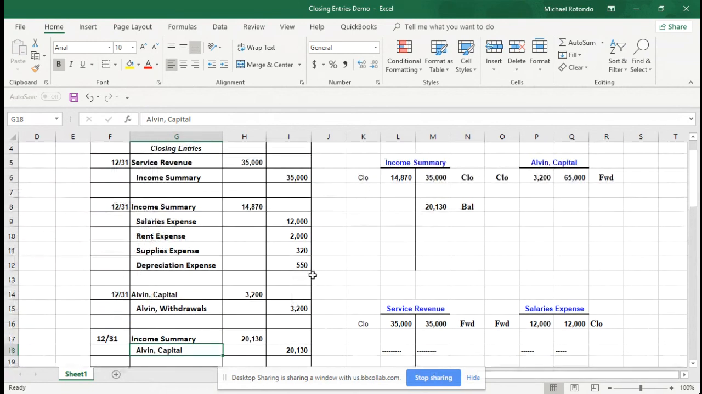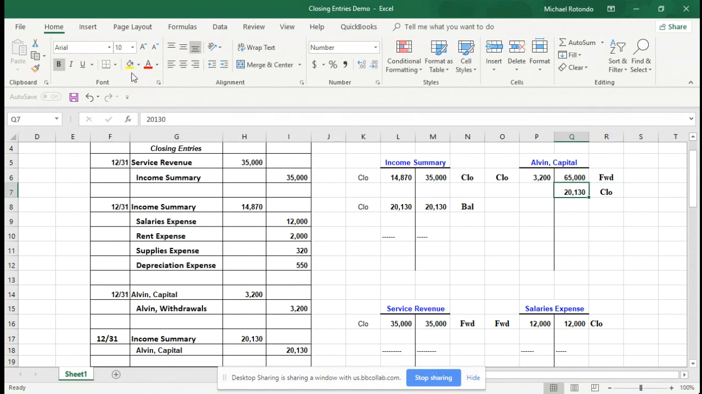Okay, now when we post this, this will close out the income summary. And remember, this is a wash account, so it has to be 0 at the end of the period. And then we're going to credit capital. Which makes sense, right? Because remember, revenues increase capital and expenses decrease it. If the net effect is positive, if we have net income, that will increase capital. So this is a closing entry.